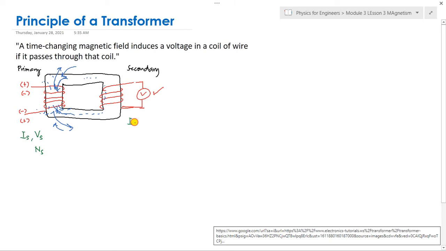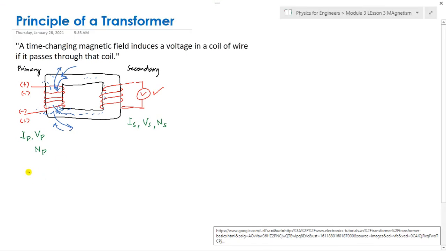We also have here, it should be IP, VP, because it is the primary. So here, IP, VP, and NP. Then here, IS, VS, and NS. That is the current, the voltage, and the number of turns.